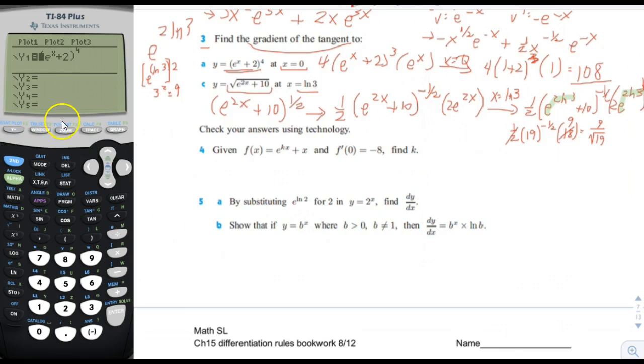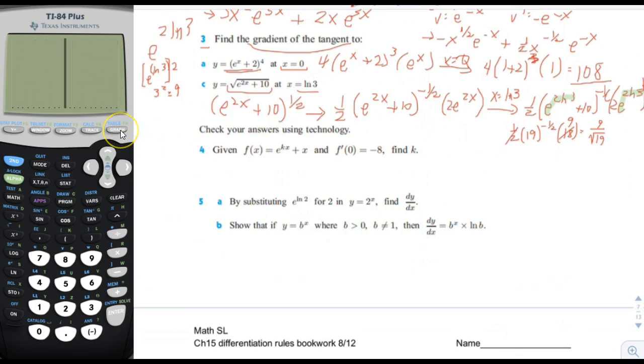Thank goodness. Okay, now let's try a different one. Let's try this one here. So now we're going to do e to the 2x plus 10, root, the square root. So I put root 0.5, for example. That's another way of doing root. And then I'm going to graph this, and then I'm going to look at x equals natural log of 3.